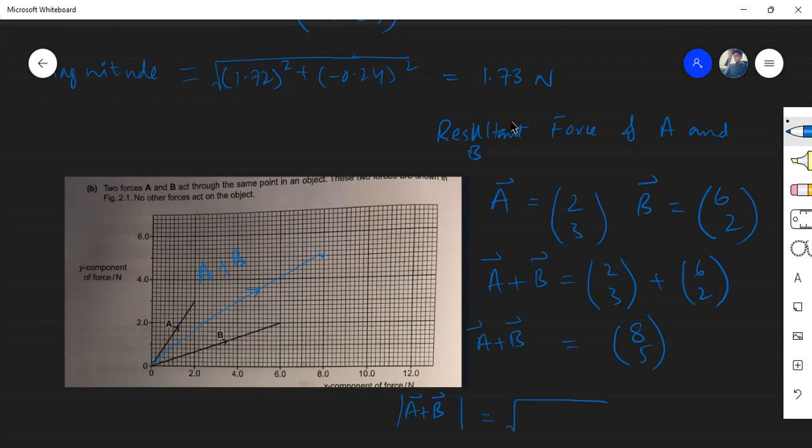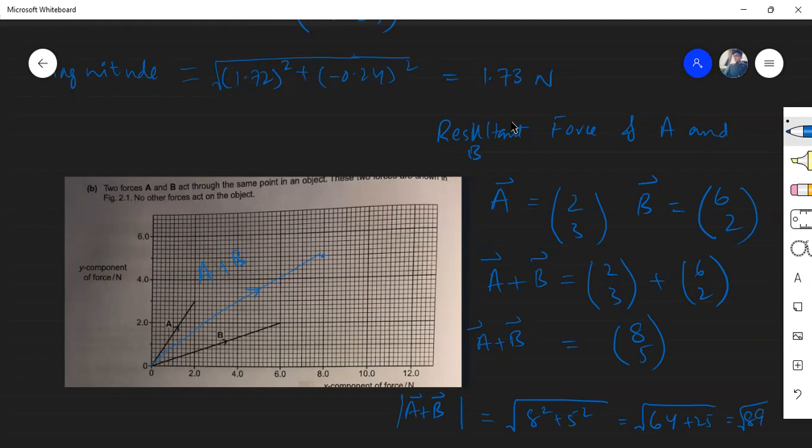So this is 8 squared plus 5 squared, which is equal to 64 plus 25, which is equal to root of 89. So now that we have basic concepts of vectors, we are able to solve these questions easily.